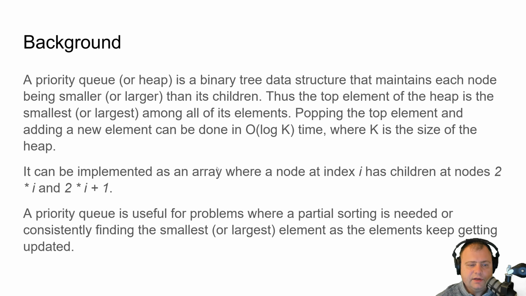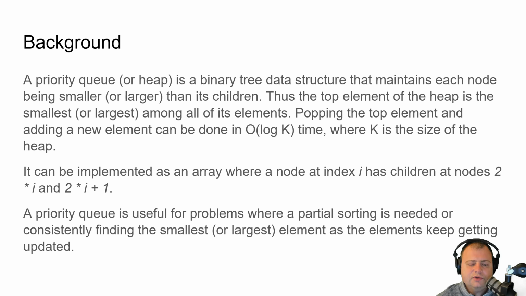Popping the top element and adding a new element can be done in O(log k) time, where k is the size of the heap, while maintaining this heap property. It can be implemented by an array where a node at index i has children at nodes 2 times i and 2 times i plus 1. Some programming languages have a built-in priority queue data structure, or allow you to call library functions to work on heap elements from some array and treat the array as a heap.